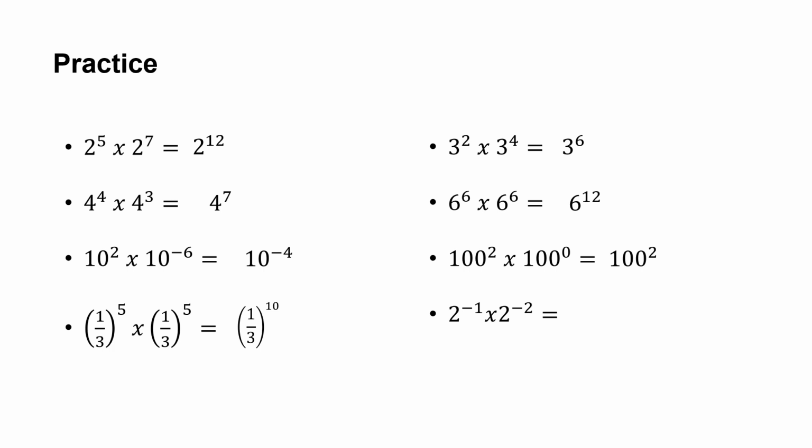Lastly, a little bit of a tricky one, we have 2 to the power of minus 1 times 2 to the power of minus 2. So again, we have minus 1 plus minus 2. This gives us 2 to the power of minus 3.